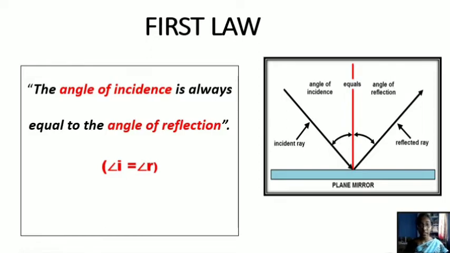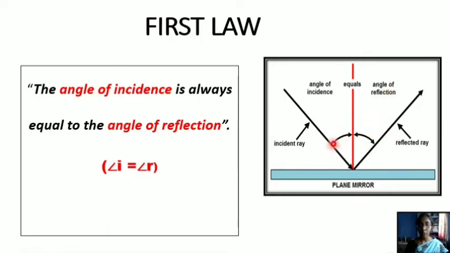As we saw earlier, in this picture you can see the plane mirror. When the incident ray hits the plane mirror, it gets reflected back. The angle between the normal and the incident ray is called the angle of incidence, and the angle between the normal and the reflected ray is called the angle of reflection.